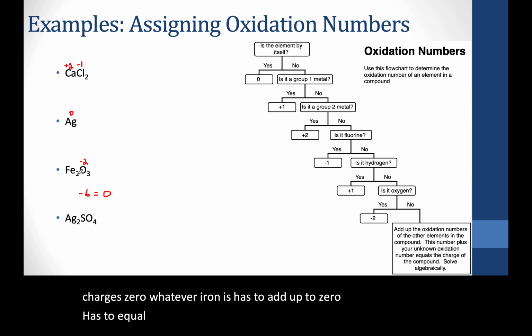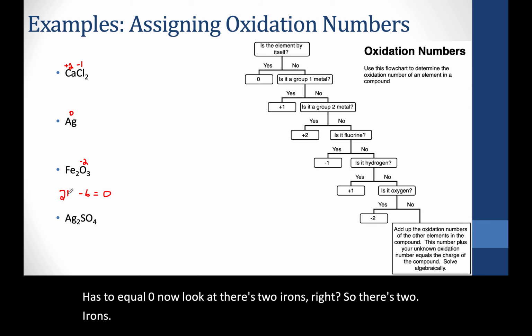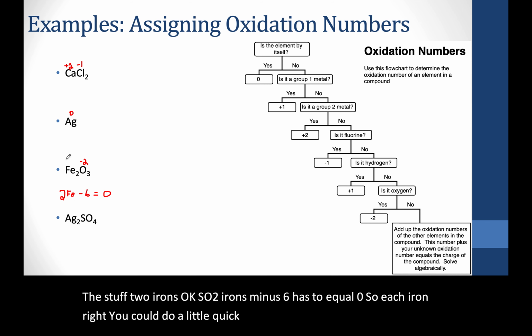Now, look, there are 2 irons, right? This is tough. 2 irons. Okay? So 2 irons minus 6 has to equal 0. So each iron, you could do a little quick math here, is going to have to be plus 3. Okay?